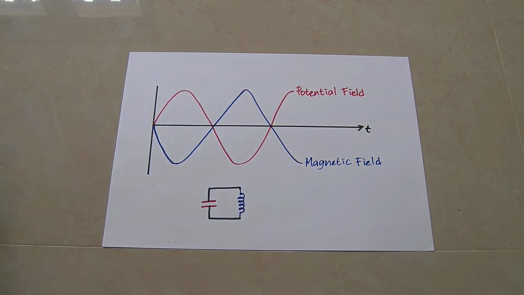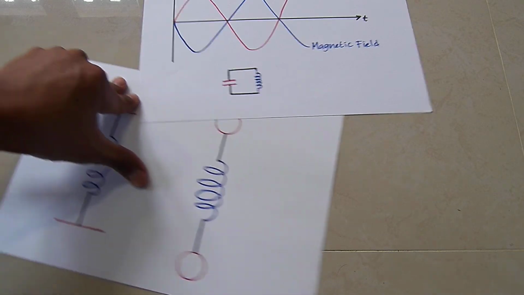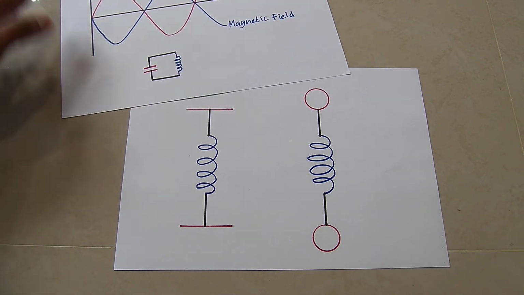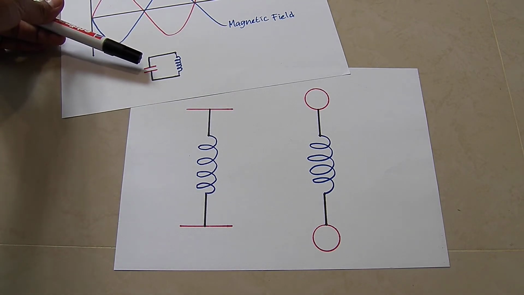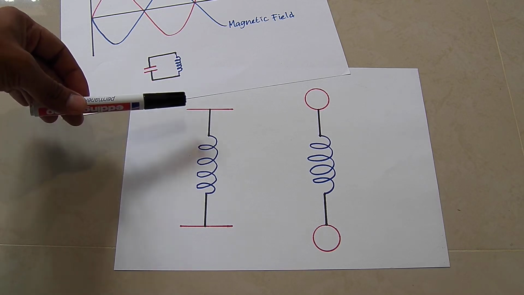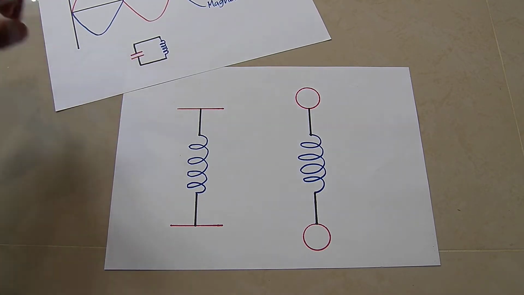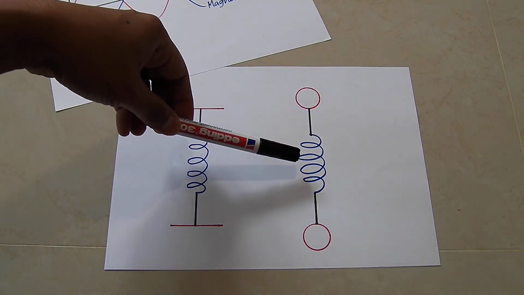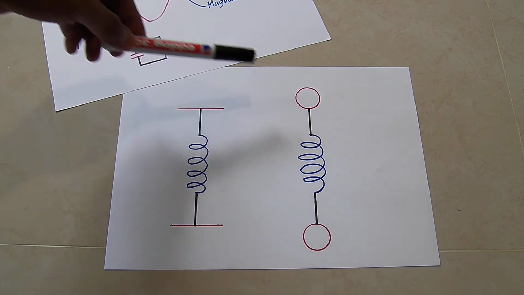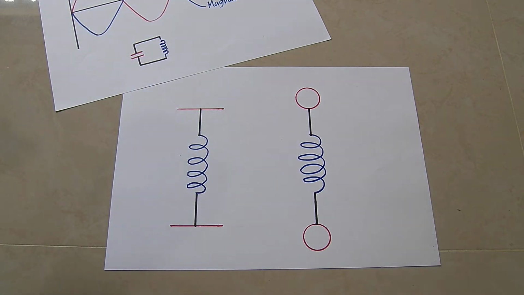And first I want to make an equivalent circuit. This capacitor has two plates, and these plates can be drawn like this, and this is equivalent to the pole of a Tesla coil. You have the coil and then you have two electrodes like this on each end of the coil.